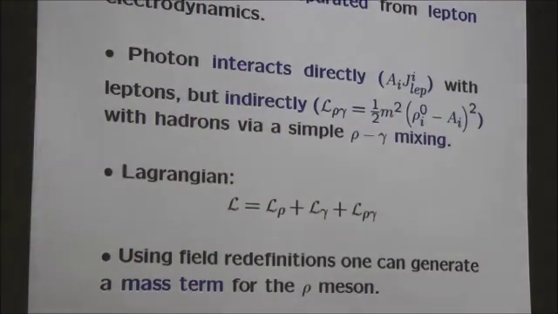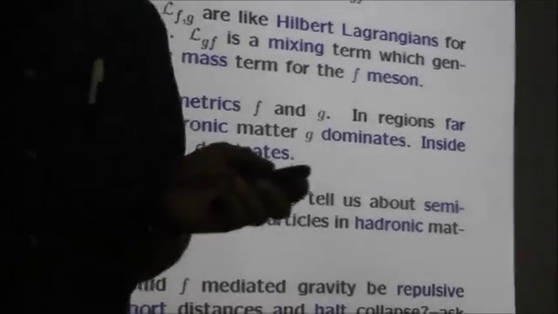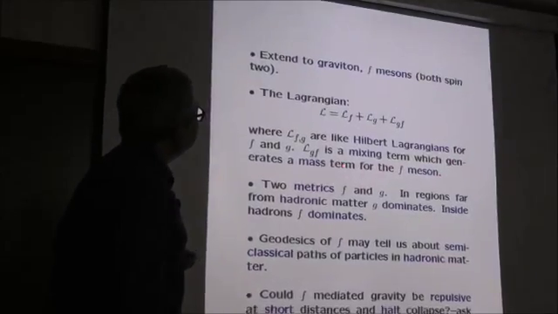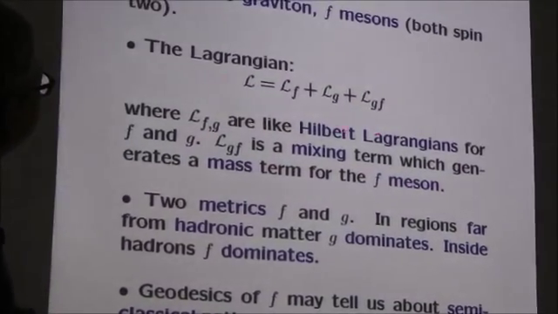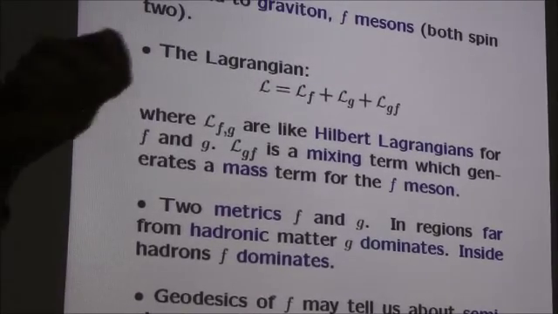This was not, of course, Isham, Salam and Strathdee's work. What they did was to extend it to spin 2. They talked about a graviton and an f meson, both spin 2, and wrote a Lagrangian like this, but remarkably they assumed L_f and L_g to be the Einstein-Hilbert actions, and they put in a coupling over here, a mixing term which creates a mass for the f meson. So that was the total action. So now you have two metrics. That's the whole idea. You have two metrics, f and g.